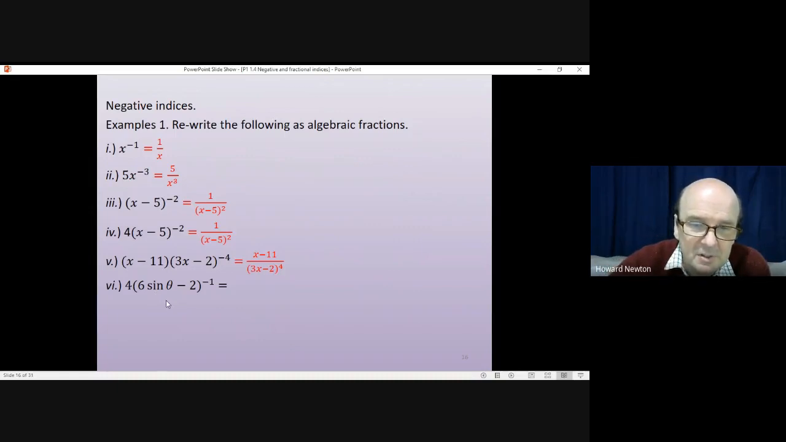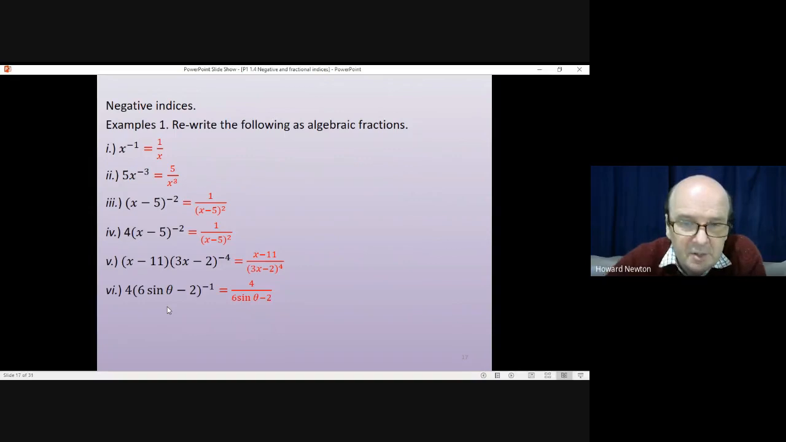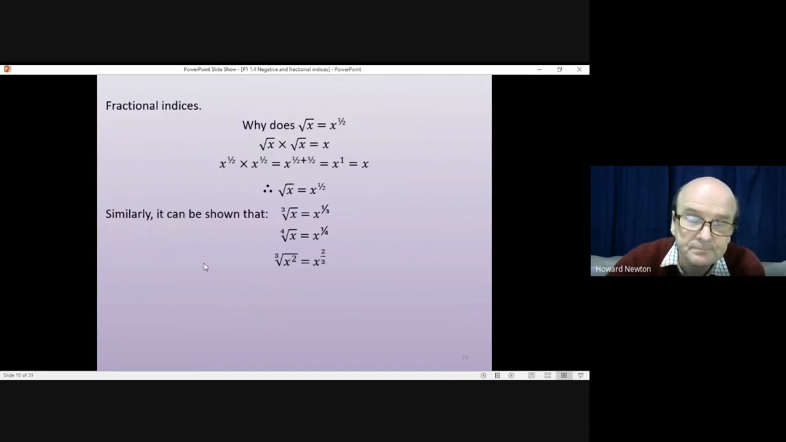This last example, you have a confusing thing in the bracket now. You've got a trig function. Again, the minus 1 just applies to the brackets. It doesn't apply to the 4. So you'll have 4 for the numerator, and the denominator will be 6 sine theta minus 2, all to the power of 1. If it's just to the power of 1, you don't need to write the 1, you don't need to write the brackets.